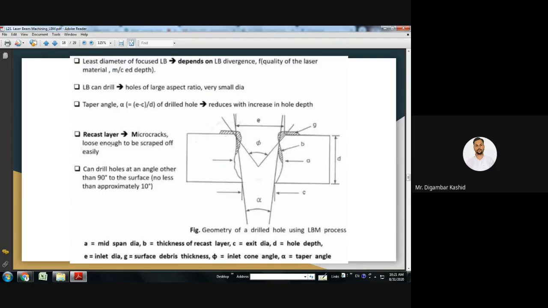Then the focused laser beam has a least diameter. That least diameter of the focused laser beam depends on your laser beam divergence, the quality of the laser material and the machine depth. So laser beam can drill holes of large aspect ratio and very small diameter also. Also we can drill holes at an angle other than 90 degrees to the surface, that is less than approximately 10 degrees also.